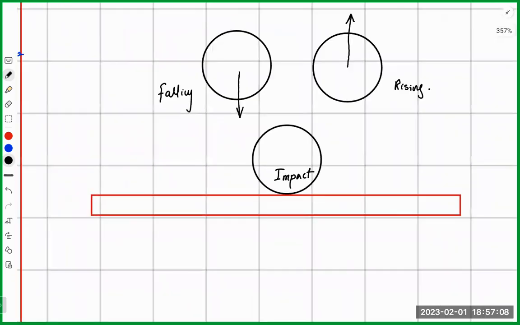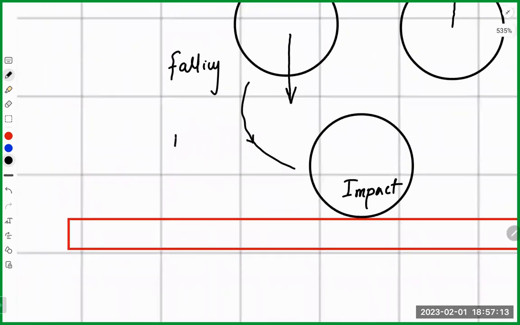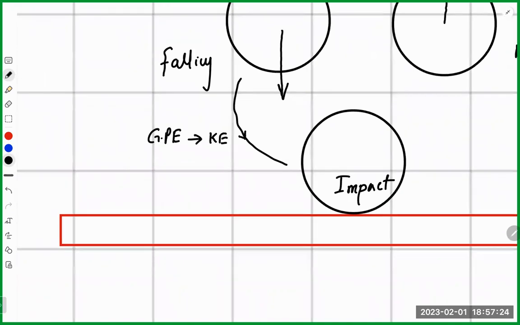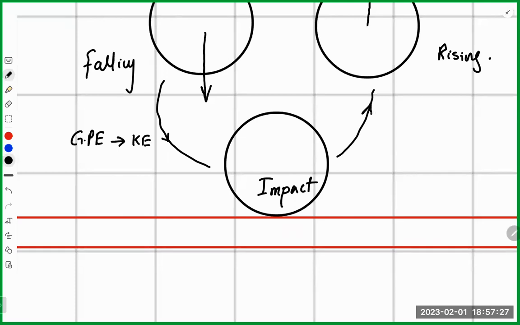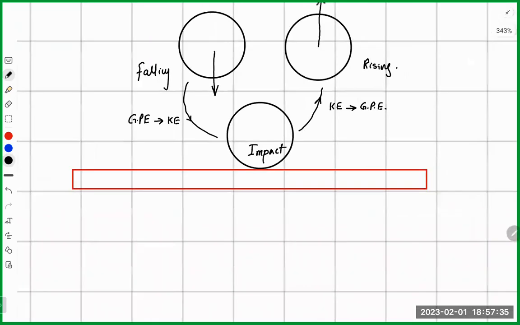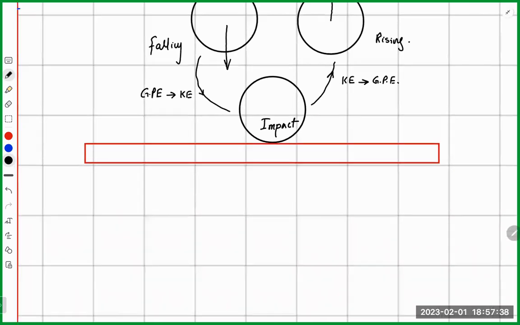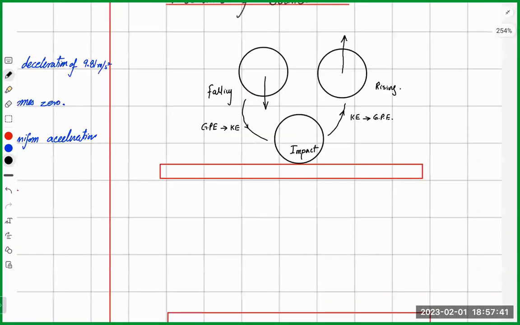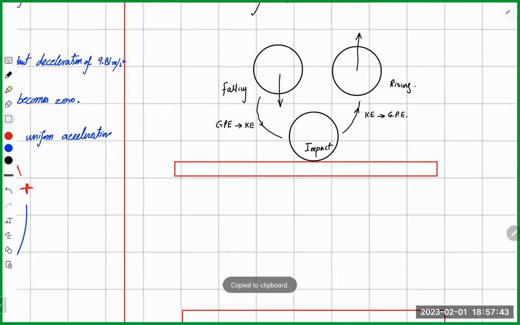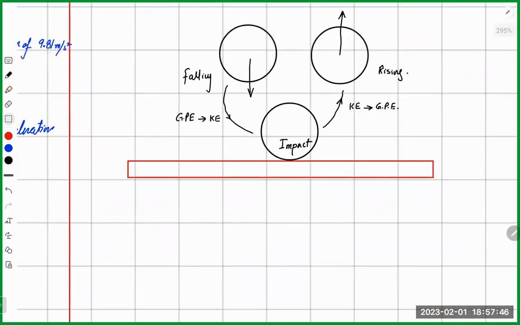While the object is falling, gravitational potential energy is converting into kinetic energy. And when it is rising, kinetic energy converts into gravitational potential energy. But what you cannot see with your normal eye is the impact. You just see this happening. This is what your normal eye sees.